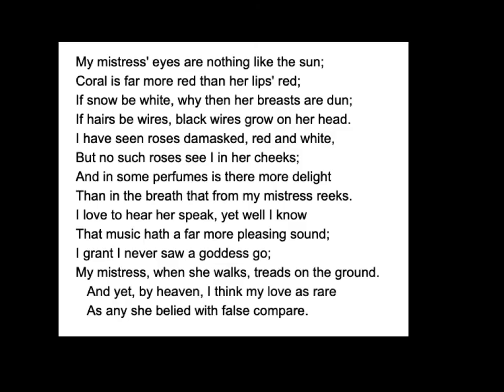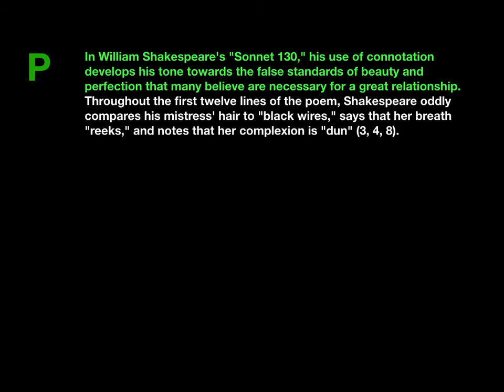We have two different types of connotation in this poem. We have the first 12 lines with all the negative connotations, and we have the last two lines with our positive connotation. So I'm going to focus on a few of the negative examples from the first 12 lines in my first example. And I'm going to say, throughout the first 12 lines of the poem, Shakespeare oddly compares his mistress' hair to black wires, says that her breath reeks, and notes that her complexion is dun.